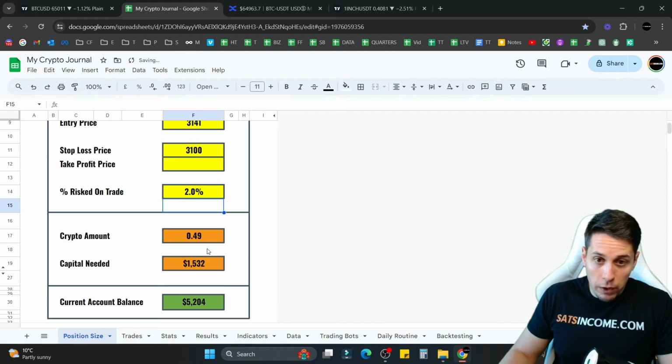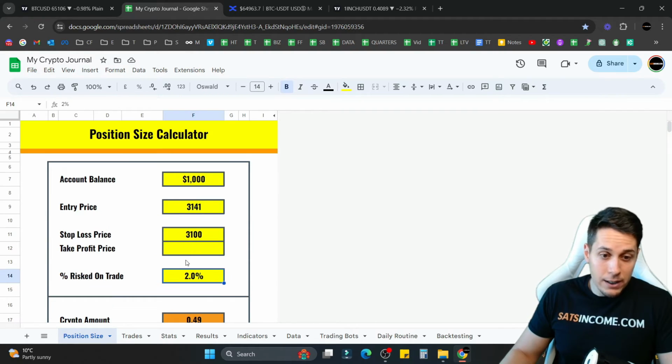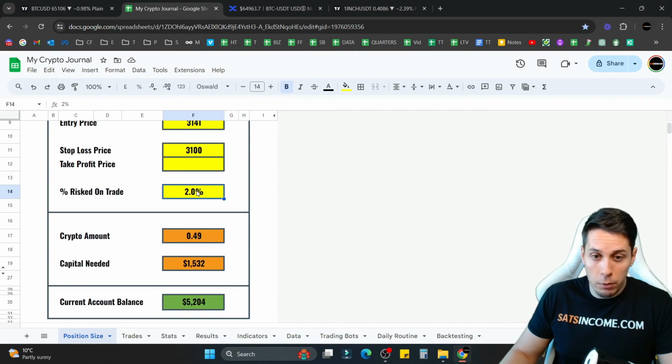Now, what people fail to understand, when they hear risk 2% on a trade, they think that they have to buy with 2% of their account. No, that's not the case. What risking 2% on the trade means is that if you lose this trade, if your stop loss gets hit, you're gonna lose 2% of your account, but that's not how much you're gonna buy for.